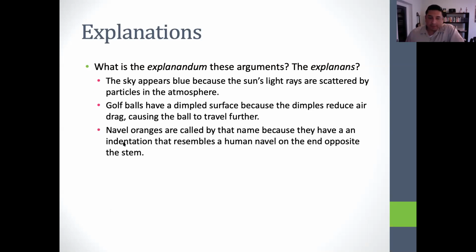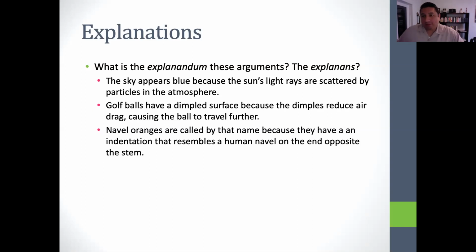You want to be able to distinguish the thing that is being explained, the explanandum, from the thing that is doing the explaining, the explanans. So take the first one. The sky appears blue because the sun's light rays are scattered by particles in the atmosphere. Right. So look, the explanandum here is that the sky is blue, right? Nobody disputes that the sky is blue. It's an accepted fact. The explanation is just shedding light on what it is that we take as accepted fact.